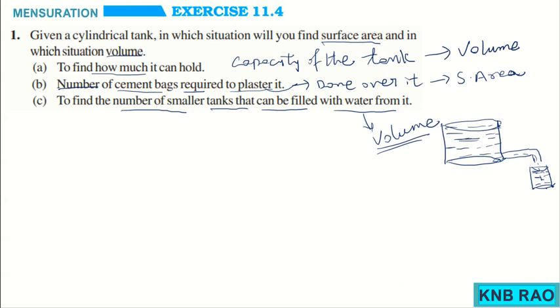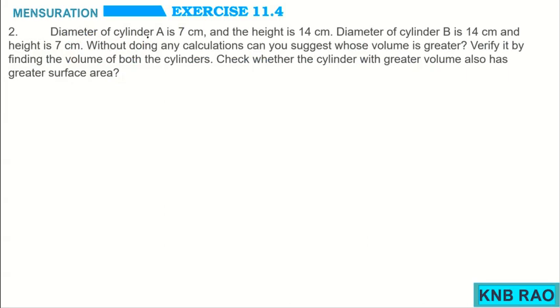Now, moving on to the question number 2, diameter of a cylinder A is 7 centimeter. That means here there are two cylinders. Diameter of a cylinder A is 7 centimeter and its height is 14 centimeter, whereas diameter of cylinder B is 14 centimeter and height is 7 centimeter. Let me show you those cylinder A and cylinder B.